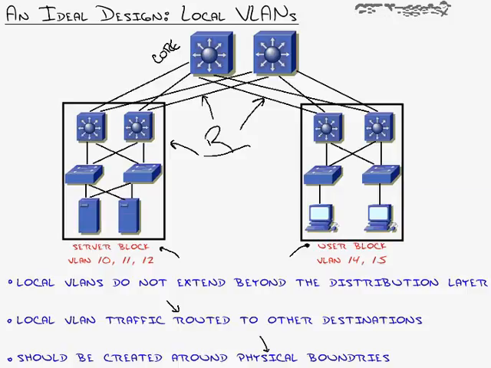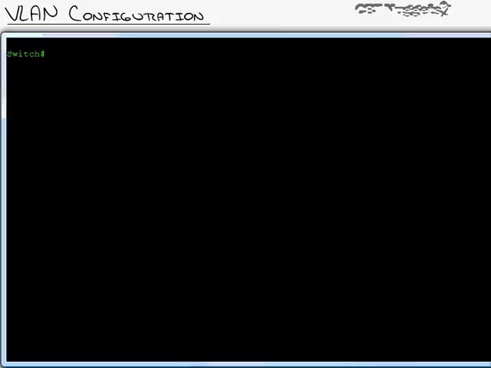The point is, to put it simply, we shouldn't have VLANs that go through the core. They should remain at the distribution layer and stop there. Well, I'm ready. Let's get into the VLAN configuration, just the base setup of VLANs on our switch.